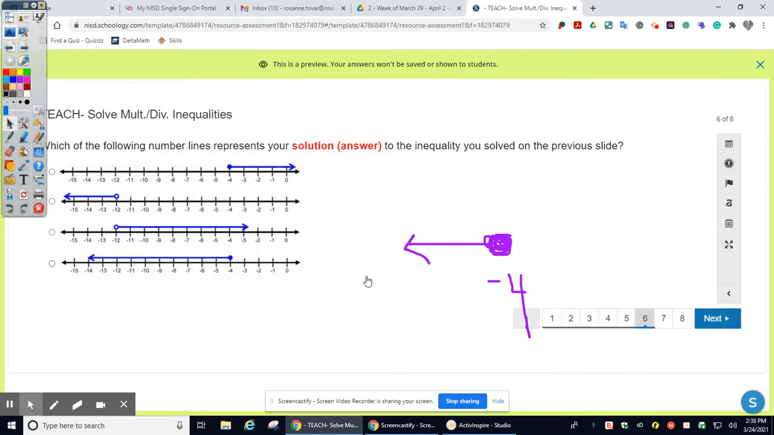So when we go to the next one, you can clearly see here's a closed dot, but it's being shaded right, so we don't want that one. We have 2 open dots above the 12. We definitely don't want these, so we want the negative 4 closed dot shaded to the left. So we want the last one here.